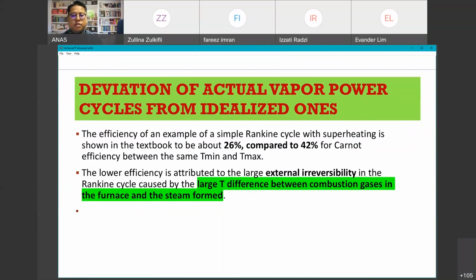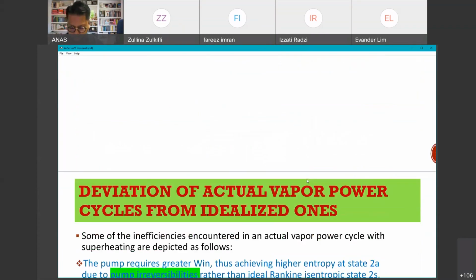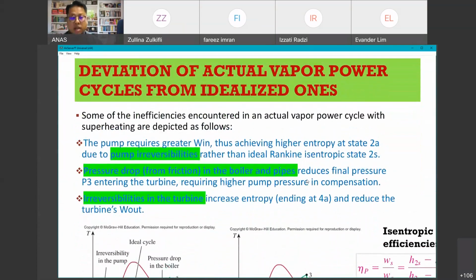All right. So again, as in Brayton, what we are learning right now is the idealized cycle, but we can't expect the cycle to be 100% the same, okay? Because we expect some deviation due to irreversibility. Okay, so let's have a look. What are the causes or the influences that cause deviations from the idealized cycle?